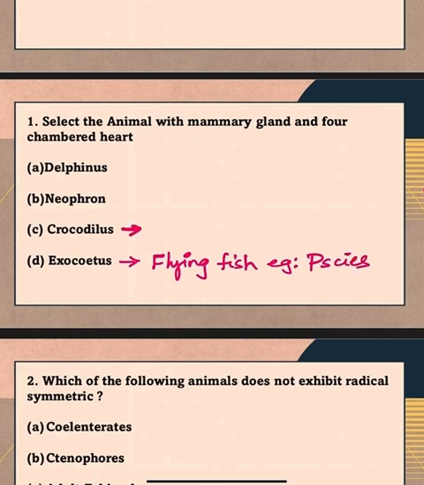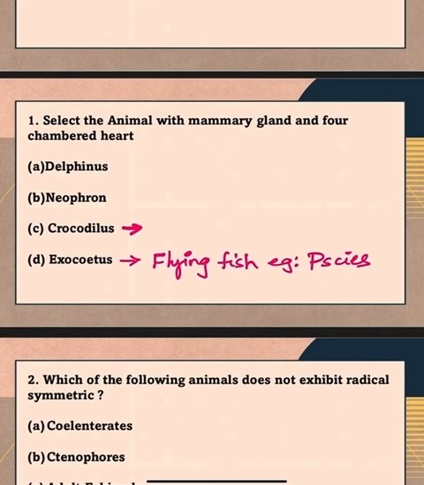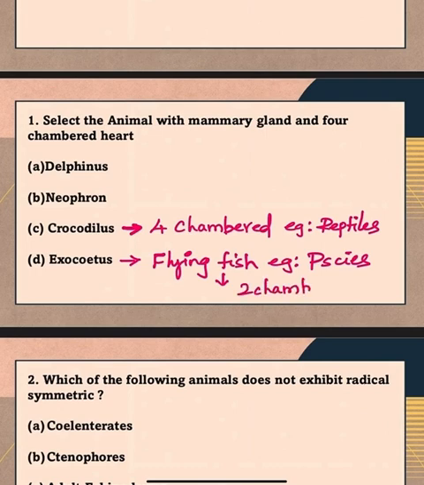Crocodilus is the scientific name for the crocodile, and this is an example of having a 4-chambered heart. It is an example for reptiles. And here the fishes are having 2-chambered hearts. The question is asking for 4-chambered.